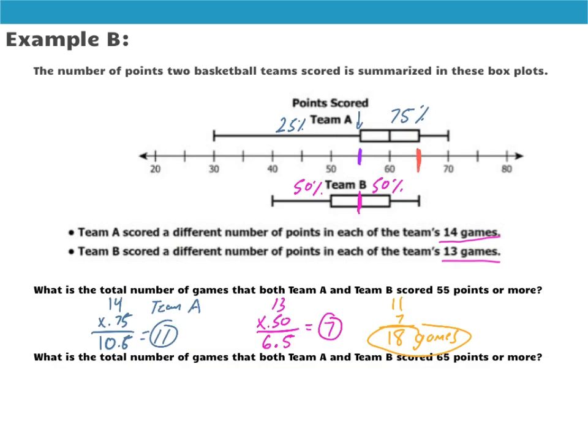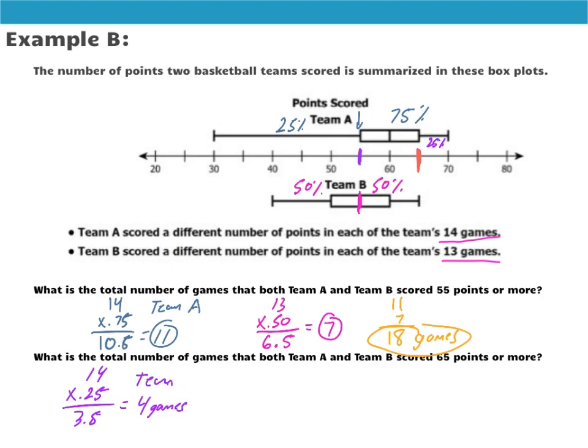So again, starting with team A, above that mark is the upper quartile, so we're going to have 25% of the data this time. So we're going to take our 14 games and multiply it times 0.25 to figure out team A. 14 times 0.25 is 3.5, but again, we can't have half games, so we're going to have to round that up to 4 games. So that's for team A.